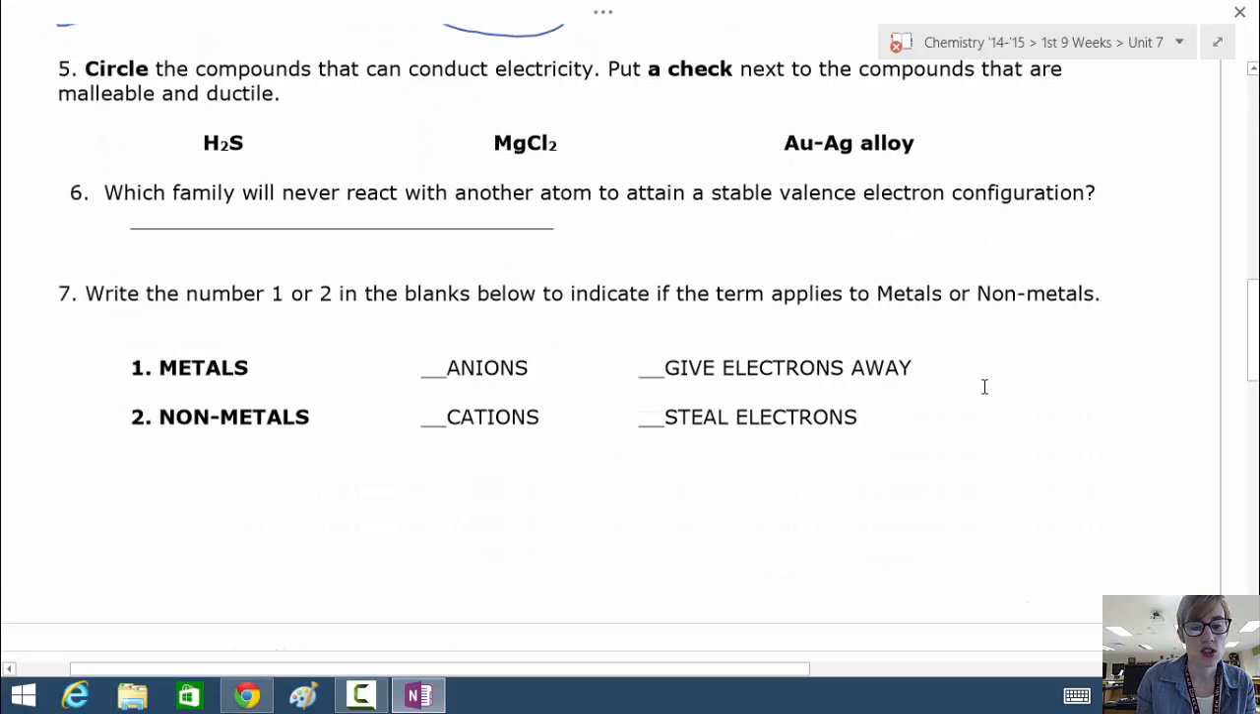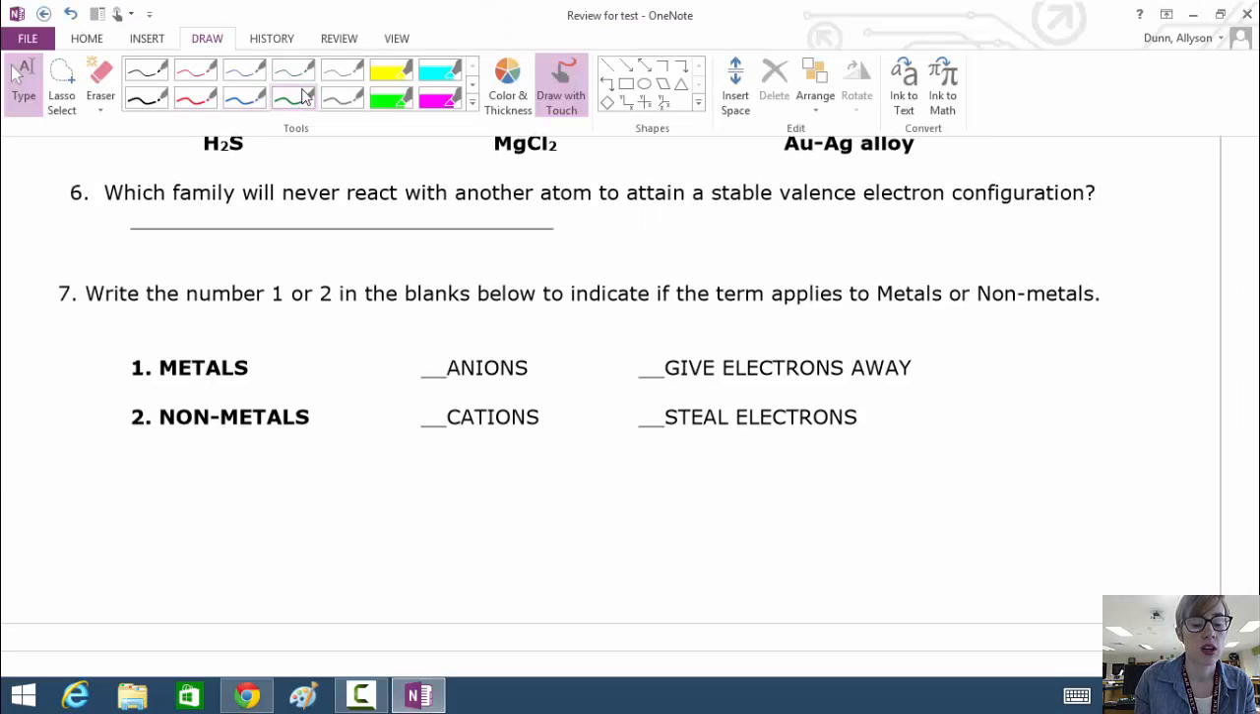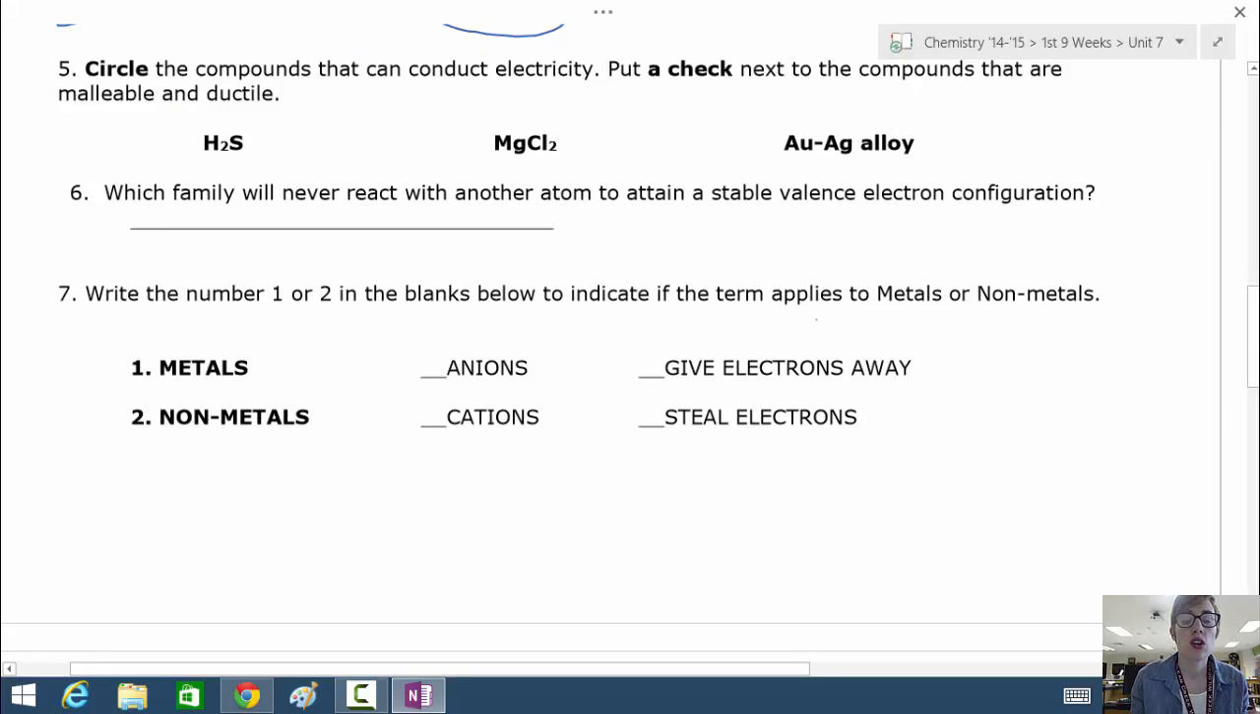Next question says circle the compounds that conduct electricity and put a check next to the compounds that are malleable and ductile. When you're reading this question, what you might think is, well, I don't even know what these compounds are. How do I know whether they conduct electricity or not? Well, let's think about what we know about electricity. We know from our notes that ionic compounds have a metal in them, right? And metallic compounds also are made of only metals. Ionic and metallic are the only two bonds that have metals in them. Anything that has a metal can conduct electricity. So we just have to find the compounds that are ionic and metallic.